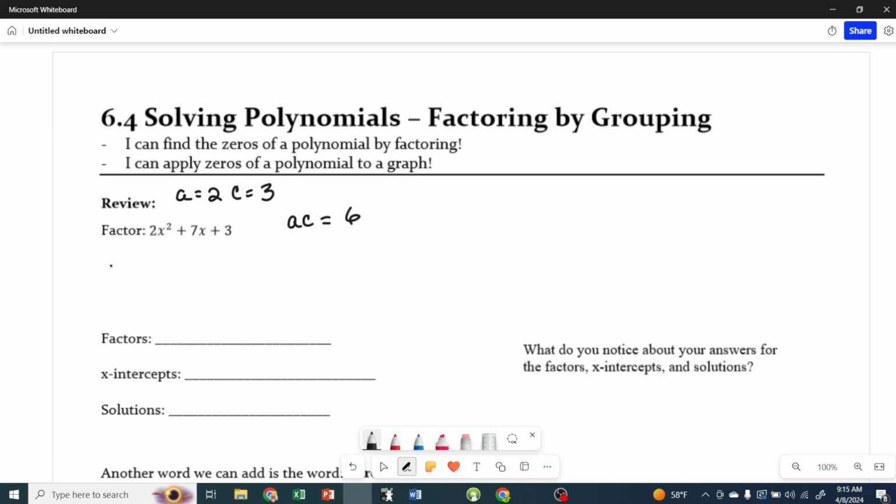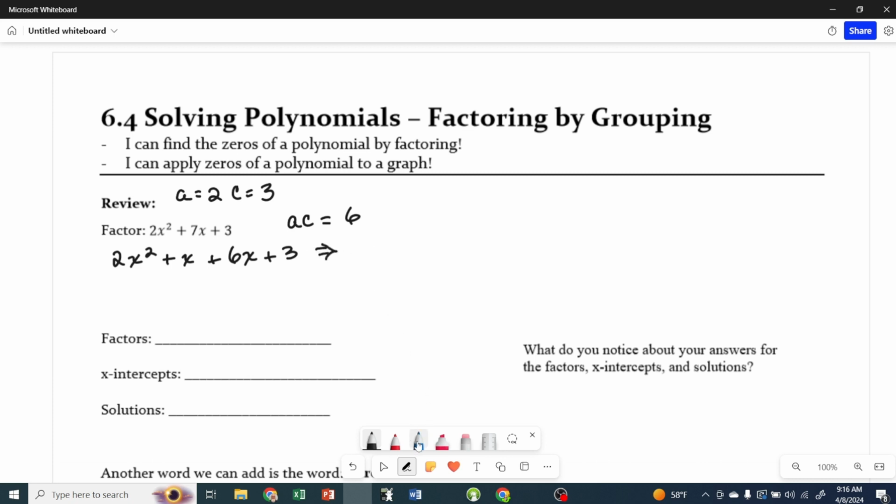So we're going to rewrite this by splitting this into 2x squared plus 1x plus 6x plus 3. I want to group these according to some characteristics. Okay? So 6 and 3 have the same characteristics.